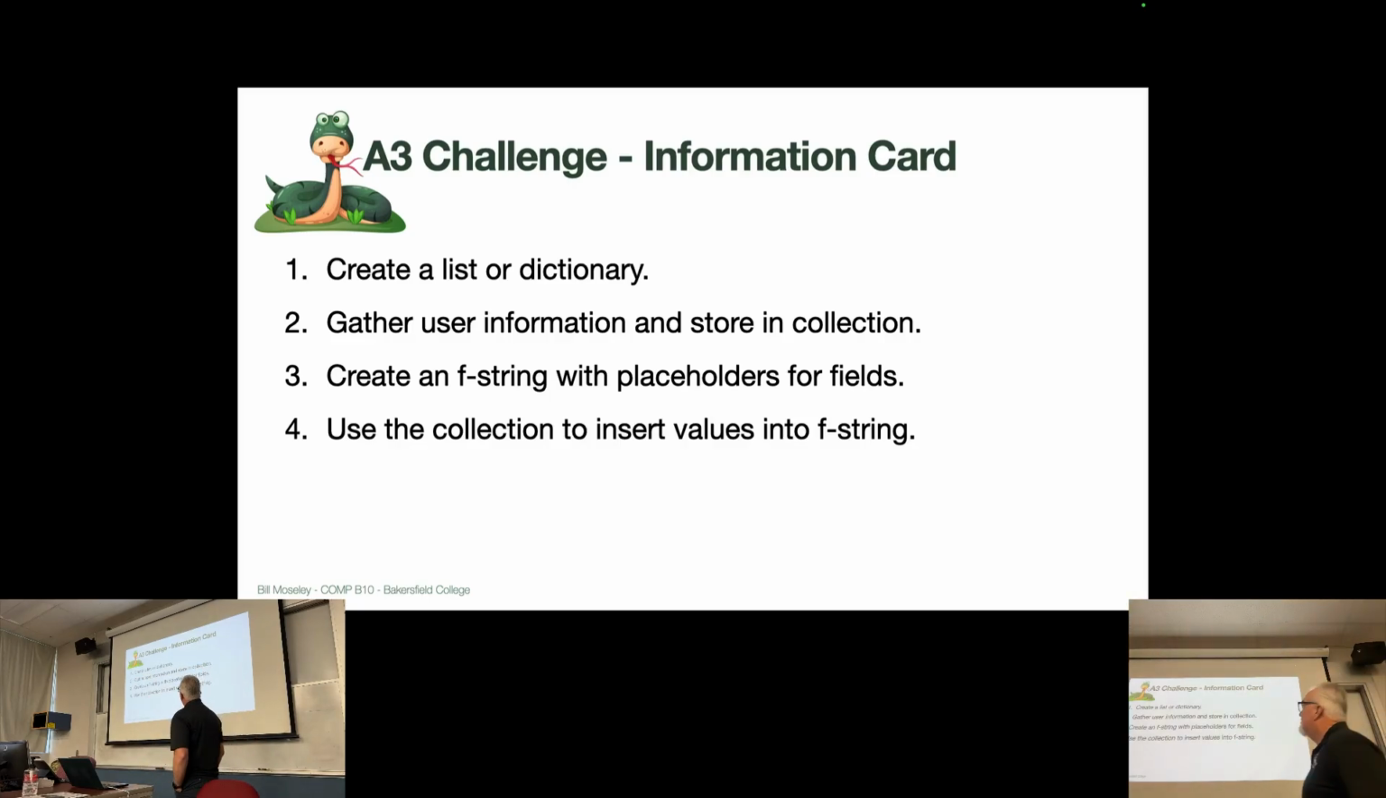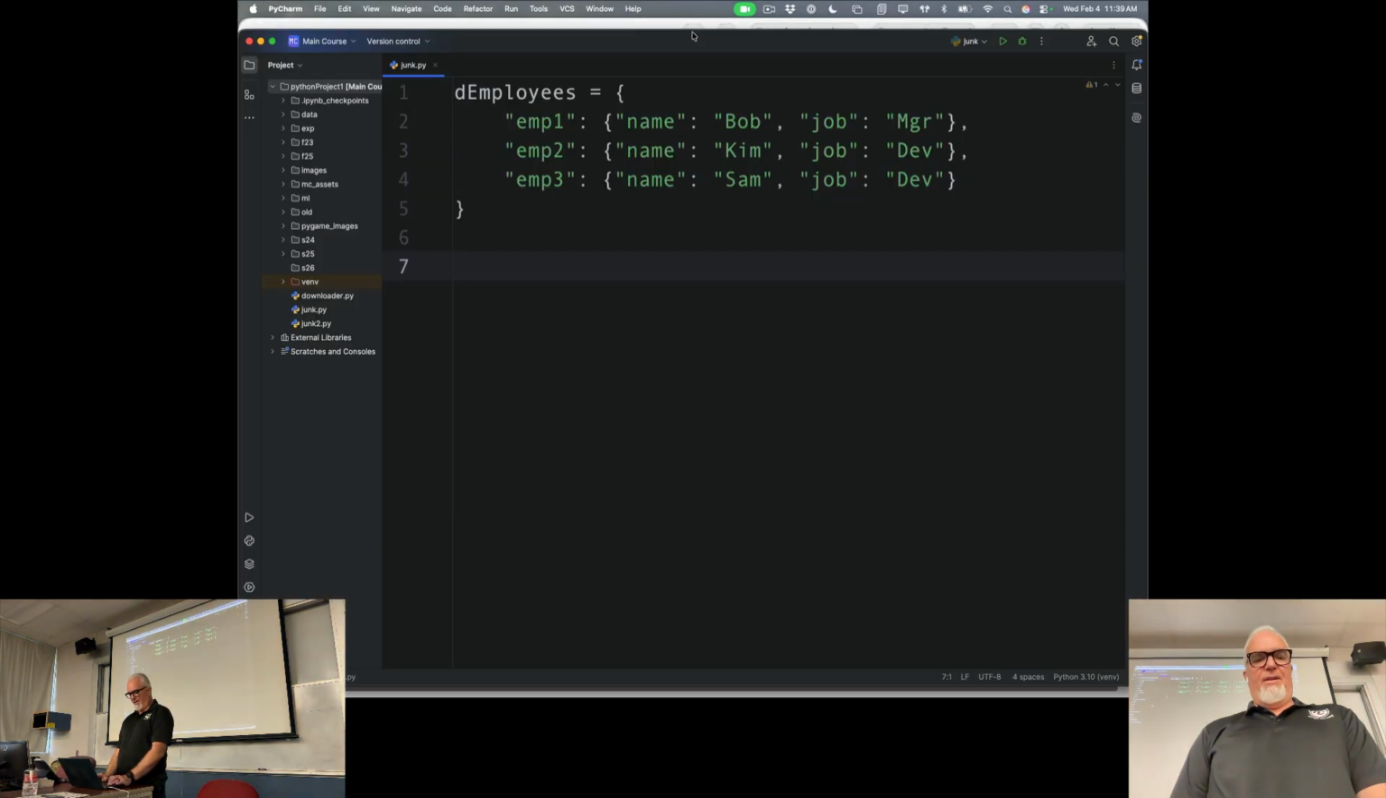And you've got a little bit of time to work on this, so you might even be able to finish this. What we're going to do is I want you to create a list or a dictionary. You can use either one. And using input statements, I want you to gather about 4 pieces of information from the user. And I want you to store those in a collection. So store those in your list or dictionary. And then using an F string with placeholders for the fields, I want you to insert the values from the collection. I'm going to show you an abbreviated version of this.